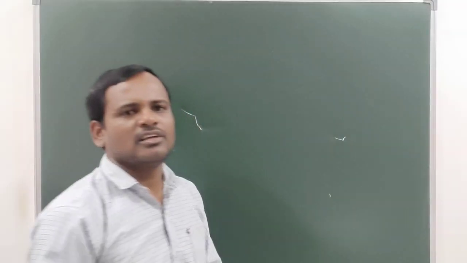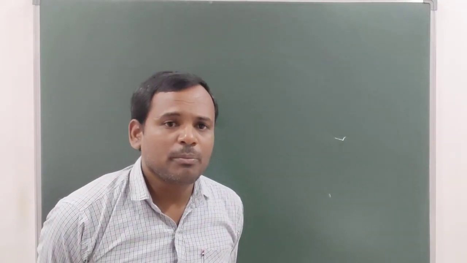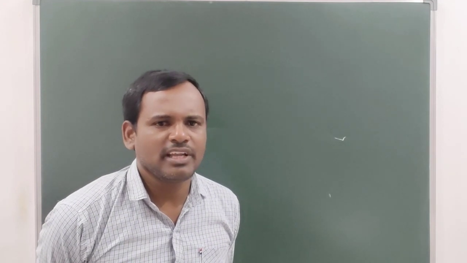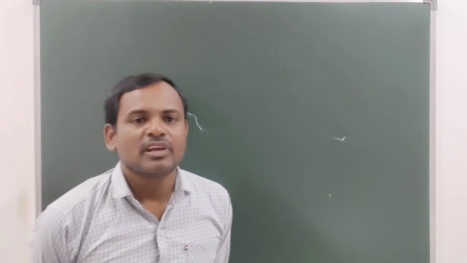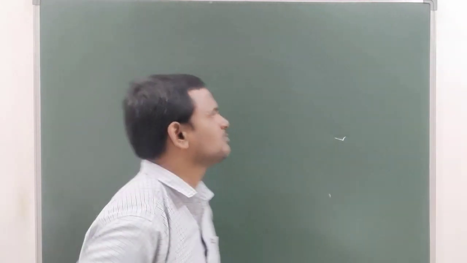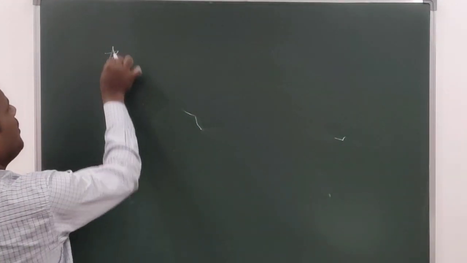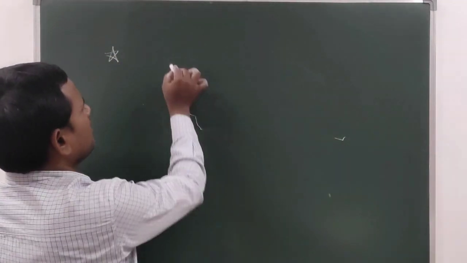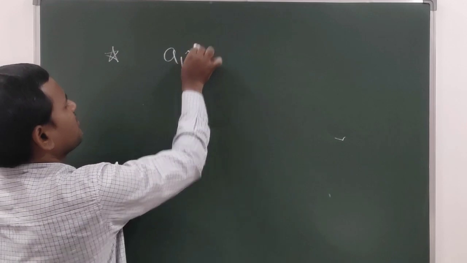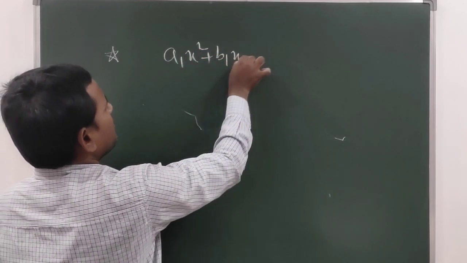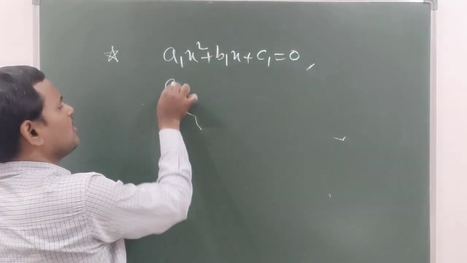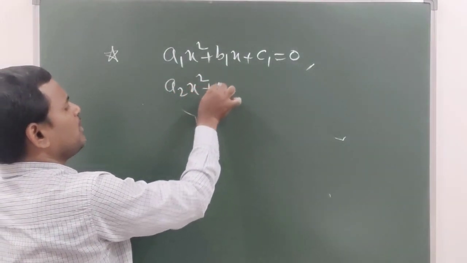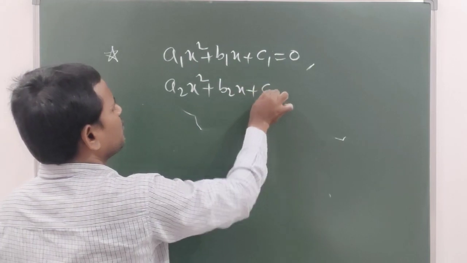So these are some useful properties of roots of a quadratic equation. Now let us go to conditions for common roots of two quadratic equations. Let us assume two quadratic equations: a1x² + b1x + c1 = 0 is one quadratic equation, and the other one is a2x² + b2x + c2 = 0.